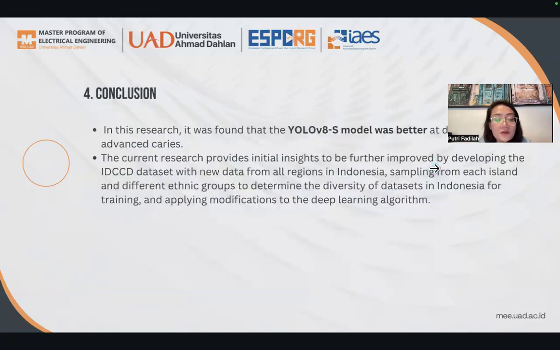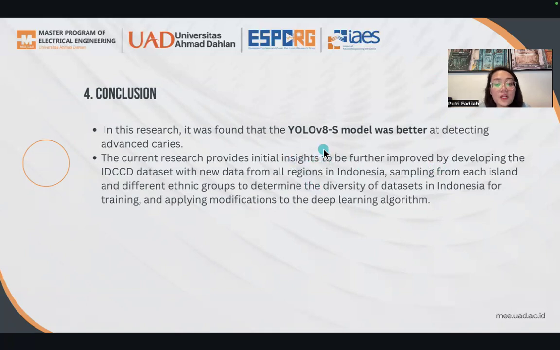In the conclusion of the study, we found the YOLO V8s model was better at detecting advanced dental caries. The current research provides initial insight to be further improved by developing the IDCCD dataset with new data from all regions in Indonesia, sampling from each island and different ethnic groups, to determine the diversity of datasets in Indonesia for training, applying, and modification of deep learning algorithms.